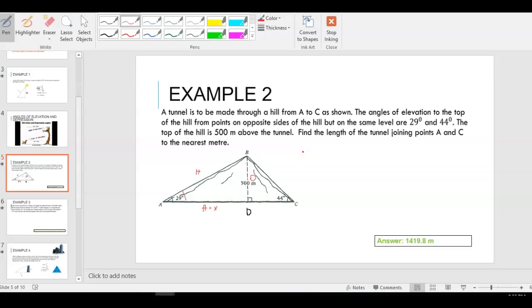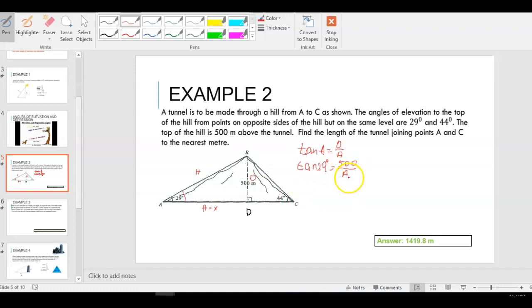Tangent. So tangent of angle A equals opposite over adjacent. Let's plug in the information. Tangent of 29 degrees equals, opposite is 500 meters over A or X. Now we need to isolate A.